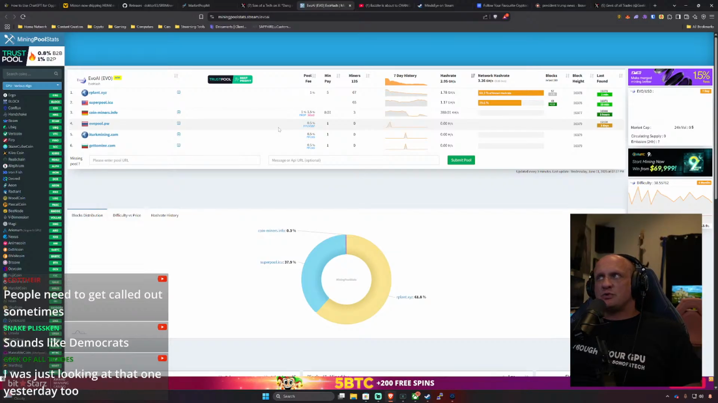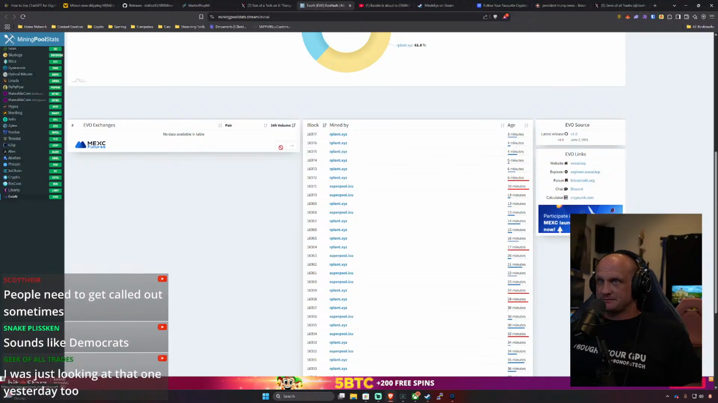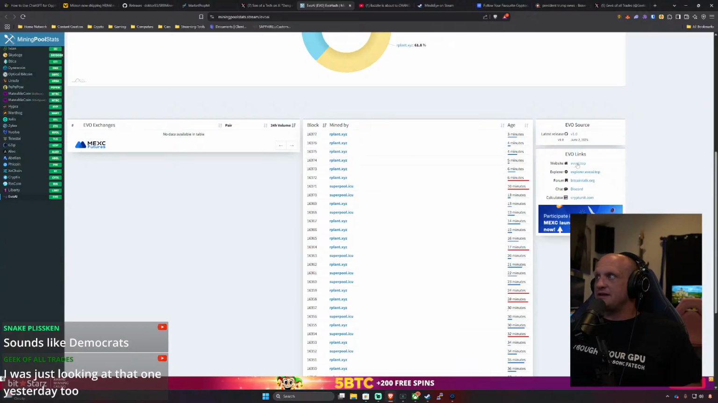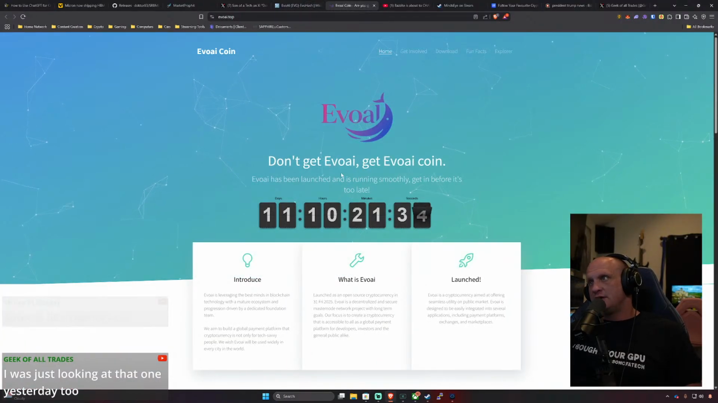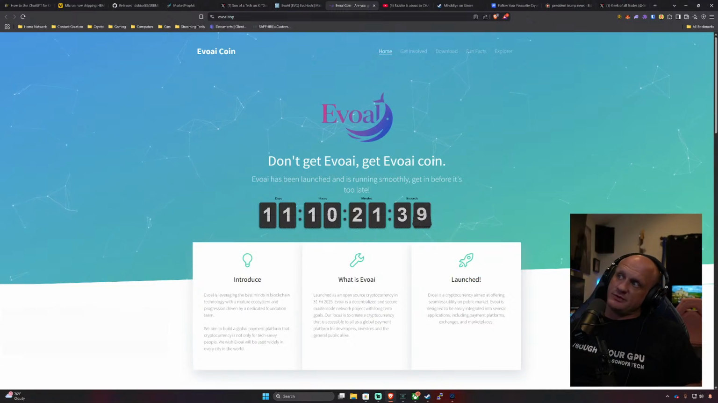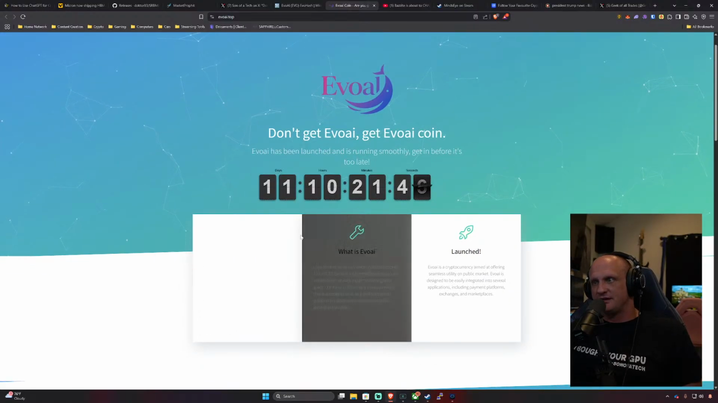It currently has 2.95 gigahash. I don't know what that means in Evo hash, so hopefully we're going to figure that out today. No current listing price as of yet, but maybe we can find it. The website is going to be evoai.top, so another AI-based coin. And it says it has been launched. It is running smoothly, so get in before it's too late. There's a countdown for 11 days on the main page. I have no idea what that means.